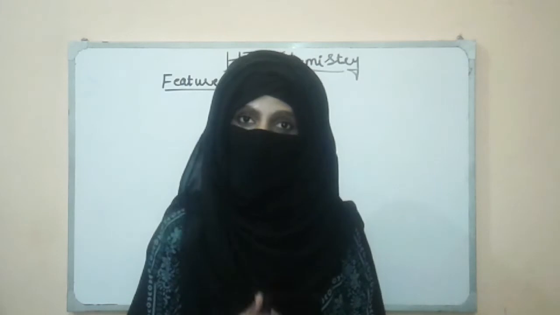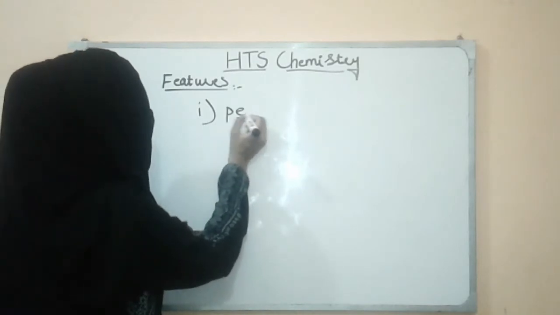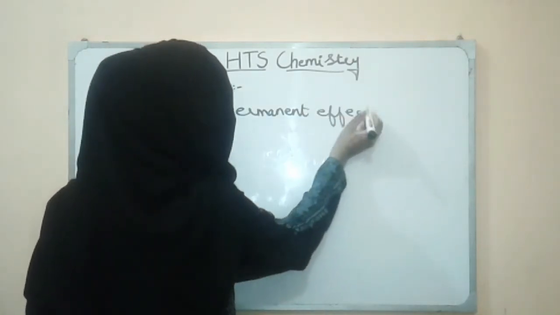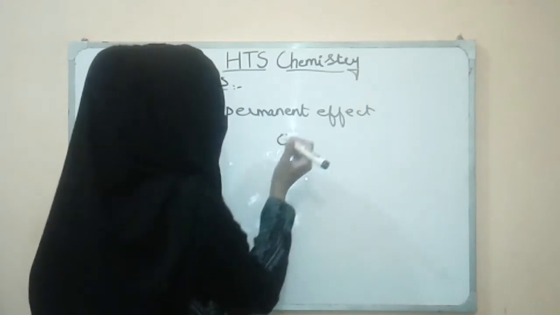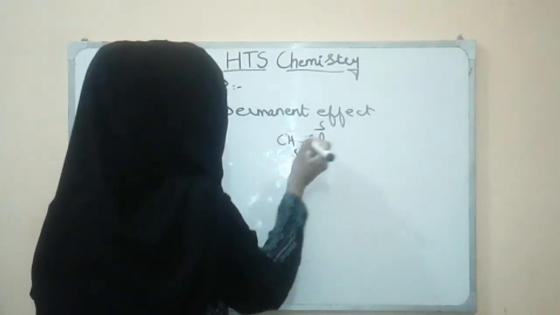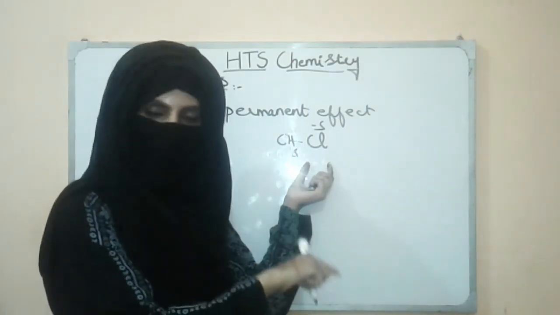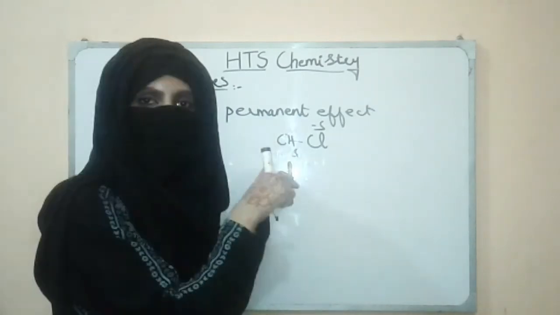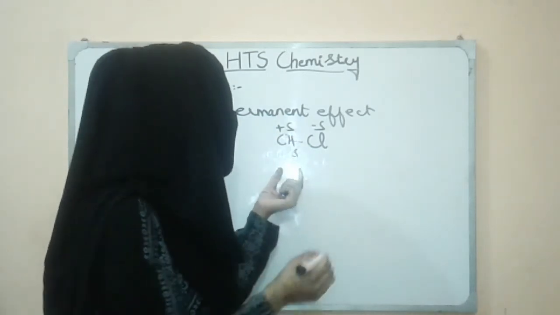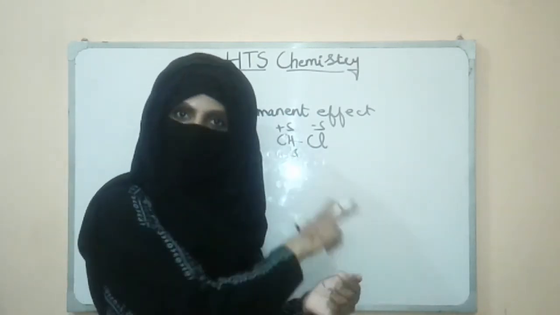Students, let's talk about the important features of inductive effect. So the first feature is that this effect is a permanent effect. It means that once a polar covalent bond is formed between two atoms, then one atom which is more electronegative in nature will get a partial negative charge, and the atom which has a low electronegativity will get a partial positive charge. So it will remain partial negative and it will remain partial positive till the bond is broken between these two atoms.